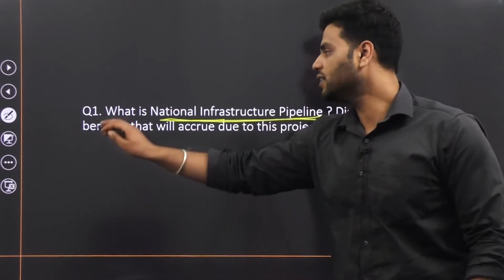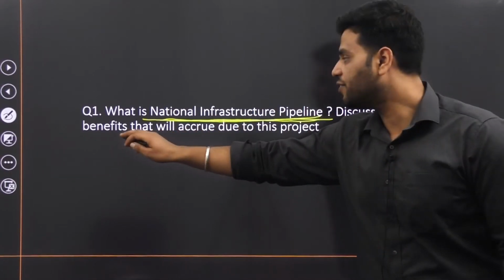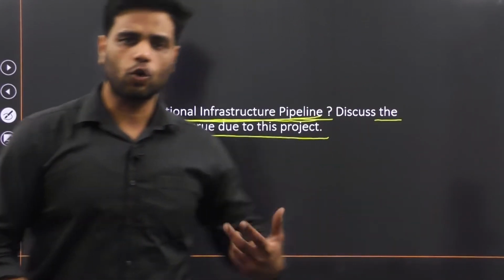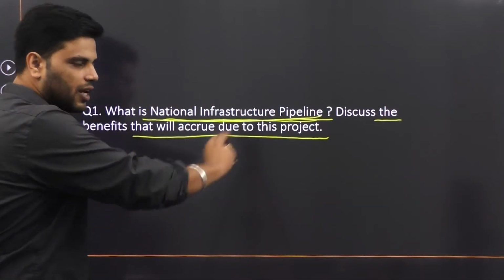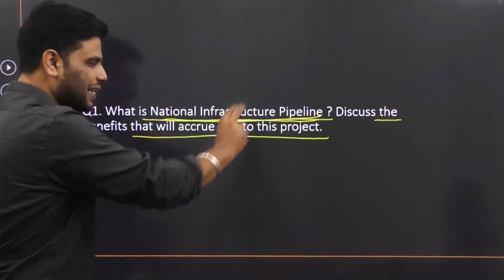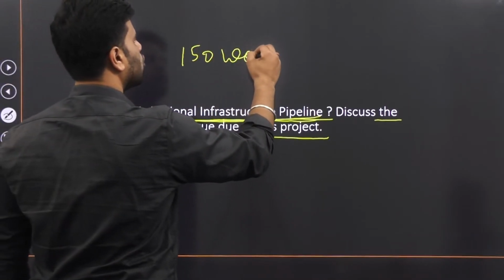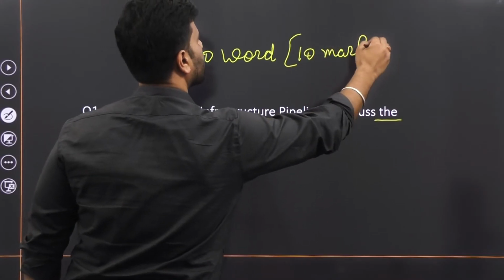Question number 1 is, what is the national infrastructure pipeline? Discuss the benefits that will accrue due to this project. This question is a very short question. By short, I mean that if this question appears in your mains examination as it is, it would be a 150-word question, or as we call it, a 10-marker question.